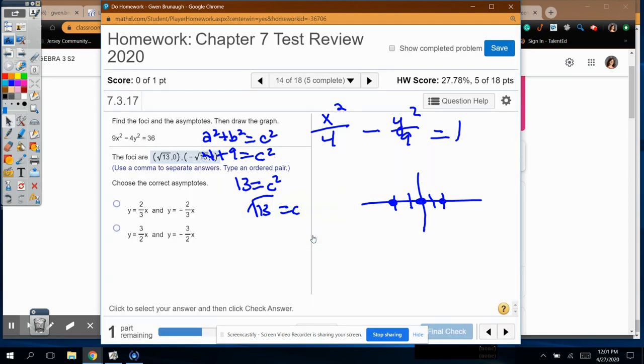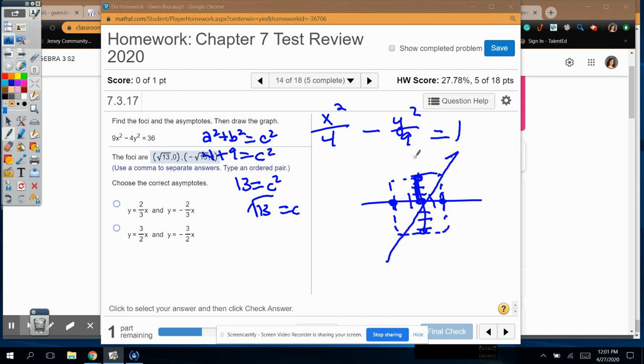What are the asymptotes? Okay, the asymptotes are going to go through the center here, which is nice. I need to go in the y direction 3 for the rest of the box. So there's my box. And what did I rise? I rose 3 and ran 2. So the slope is 3 over 2. Okay, the y direction will be the rise always.